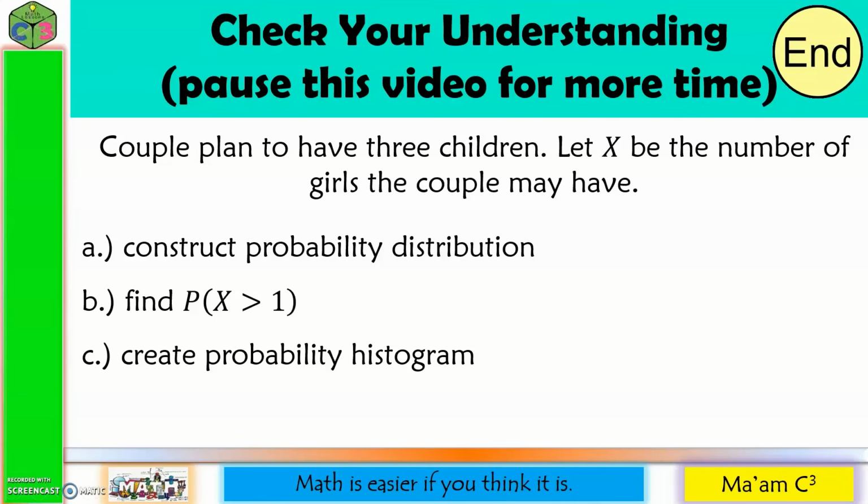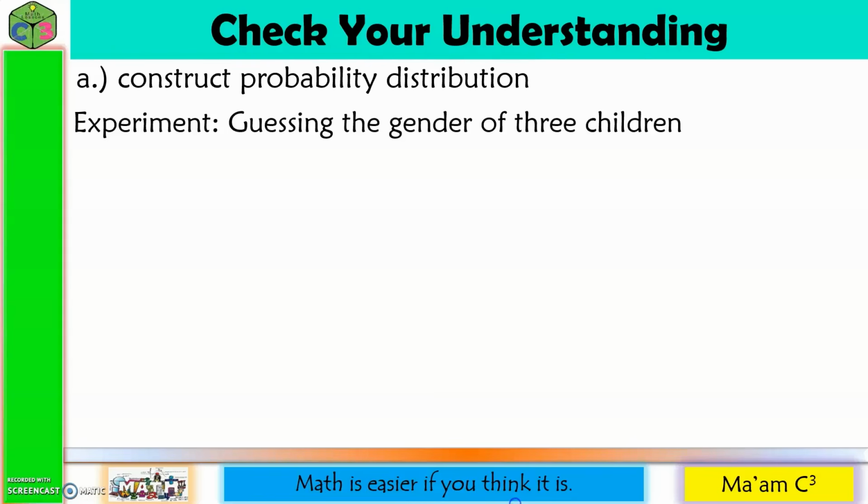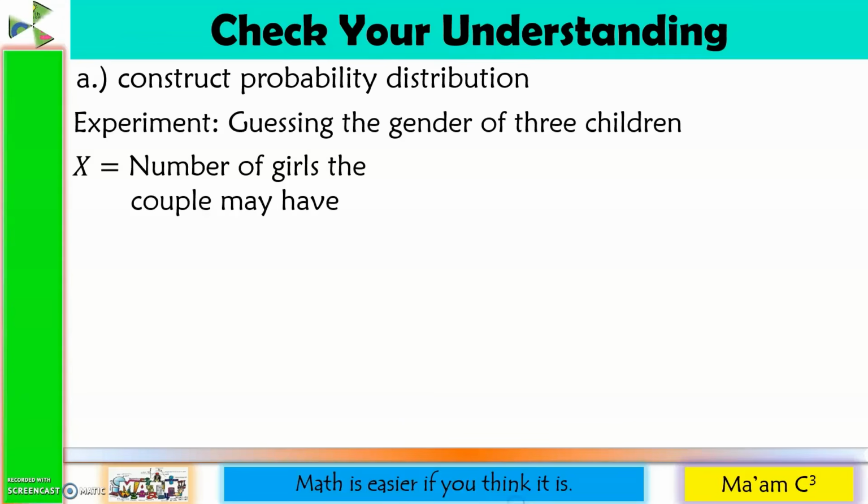A couple plans to have 3 children. Let X be the number of girls the couple may have. We are asked to answer the following. Let us start with the first one. Construct probability distribution. So our experiment is guessing the gender of 3 children, and our random variable is the number of girls the couple may have.